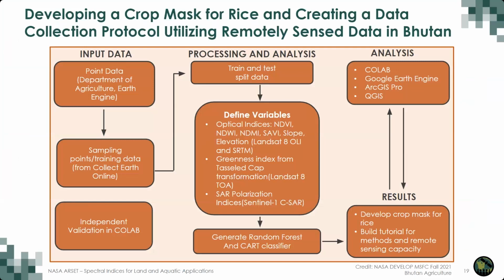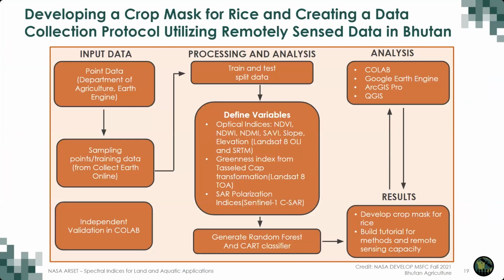For the data processing and analysis, the input data from CEO was imported into Google Earth Engine, where the team computed the various indices to aid in the classification by the random forest model to distinguish between areas with rice and without rice. These indices included the Normalized Difference Vegetation Index, the Normalized Difference Water Index, the Normalized Difference Moisture Index, and the Soil Adjusted Vegetation Index, and these were computed using Landsat 8 data.